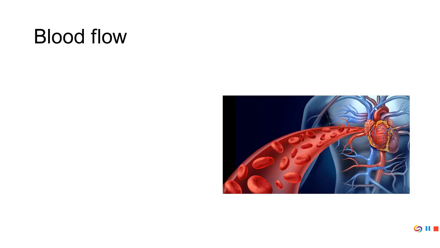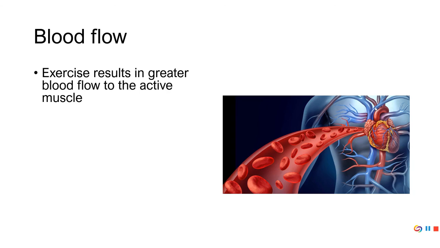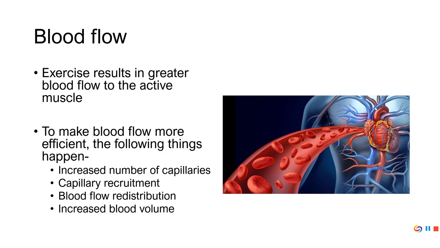Okay, and so there are some adaptations that occur with blood flow. As we've talked about, when we exercise, we're going to deliver more blood flow to the muscle. We want to make this efficient, right? Everything's about being efficient, trying to maintain homeostasis. And so there are 4 things that we can do to improve blood flow efficiency. We can have more capillaries, we can recruit more capillaries, we can do a better job of redistributing the blood, and we can have an increased blood volume.